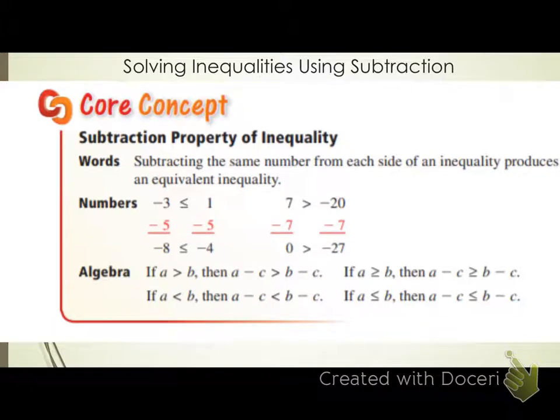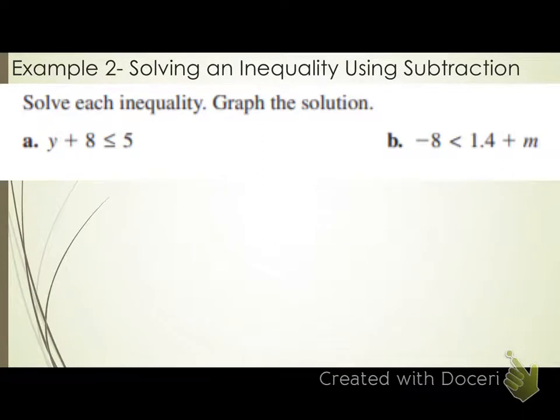Okay. Same thing, now we're using subtraction. Subtracting the same number from each side of an inequality produces an equivalent inequality. Same concept here, we're just using subtraction instead of addition, just like with our equations. If I subtract the number from both sides of an inequality, it still produces a true inequality. That's what this slide is saying. Do I need to spend a lot of time on this slide, or are we good? We good? Okay, moving on. Flying through these notes. I like it.